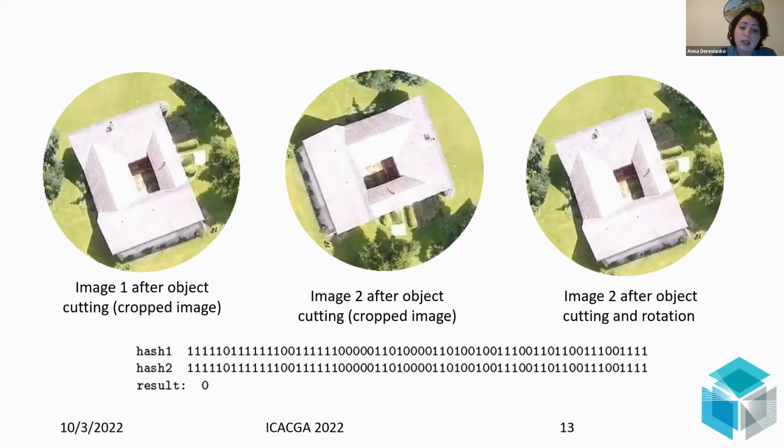But for the hash, it doesn't matter. We drop this hash object, this picture and this picture, to our hash comparison, and therefore we get the result which looks ideal. The result is 0. The result 0 is telling that the images are totally the same and the object is totally the same.